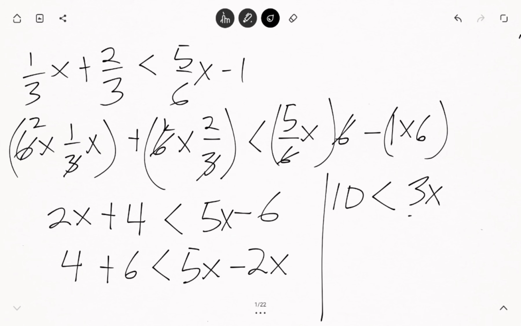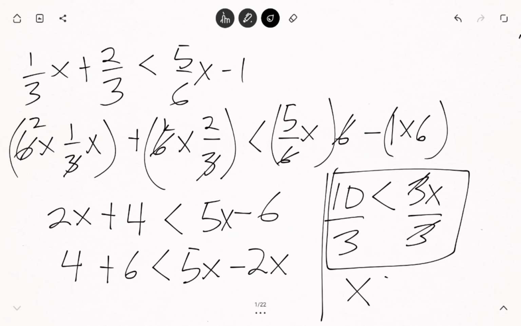So I divide both sides by 3. If I divide both sides by 3, I'm going to get my answer to be x. Now, because I'm dividing by 3 and not negative 3, the sign will remain the same. But because I want to write the x first, I need to make sure that the sign is still facing x, as we can see at this side. So my answer will be x greater than 10 over 3.